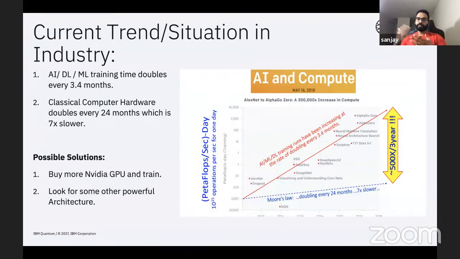Now let's look at a different way. We see simulating a classical caffeine model is much more difficult. Now let's look at another way how quantum computers can help in this field as well.